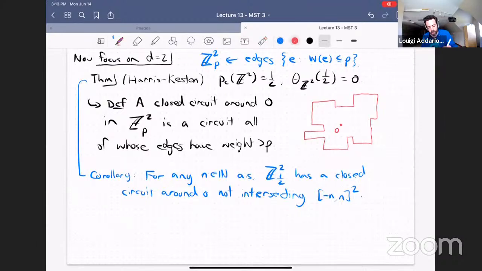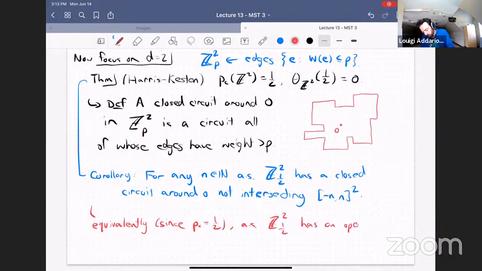Okay, but now using the special property that p_c is a half, this also means that there are open circuits around zero of arbitrarily large size. So equivalently, since p_c is a half, almost surely, Z^2 at p = 1/2 has an open circuit around zero, which doesn't touch a large box.